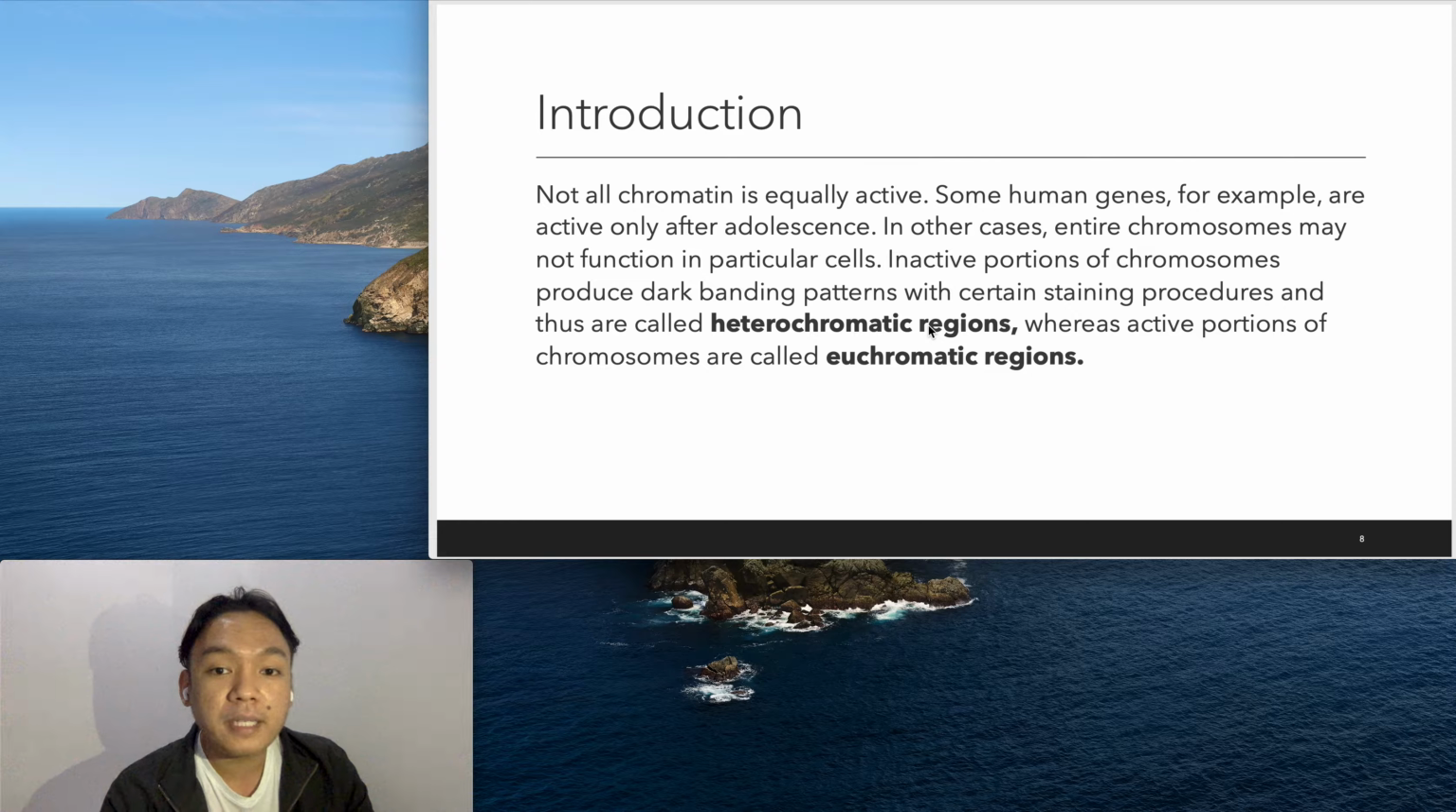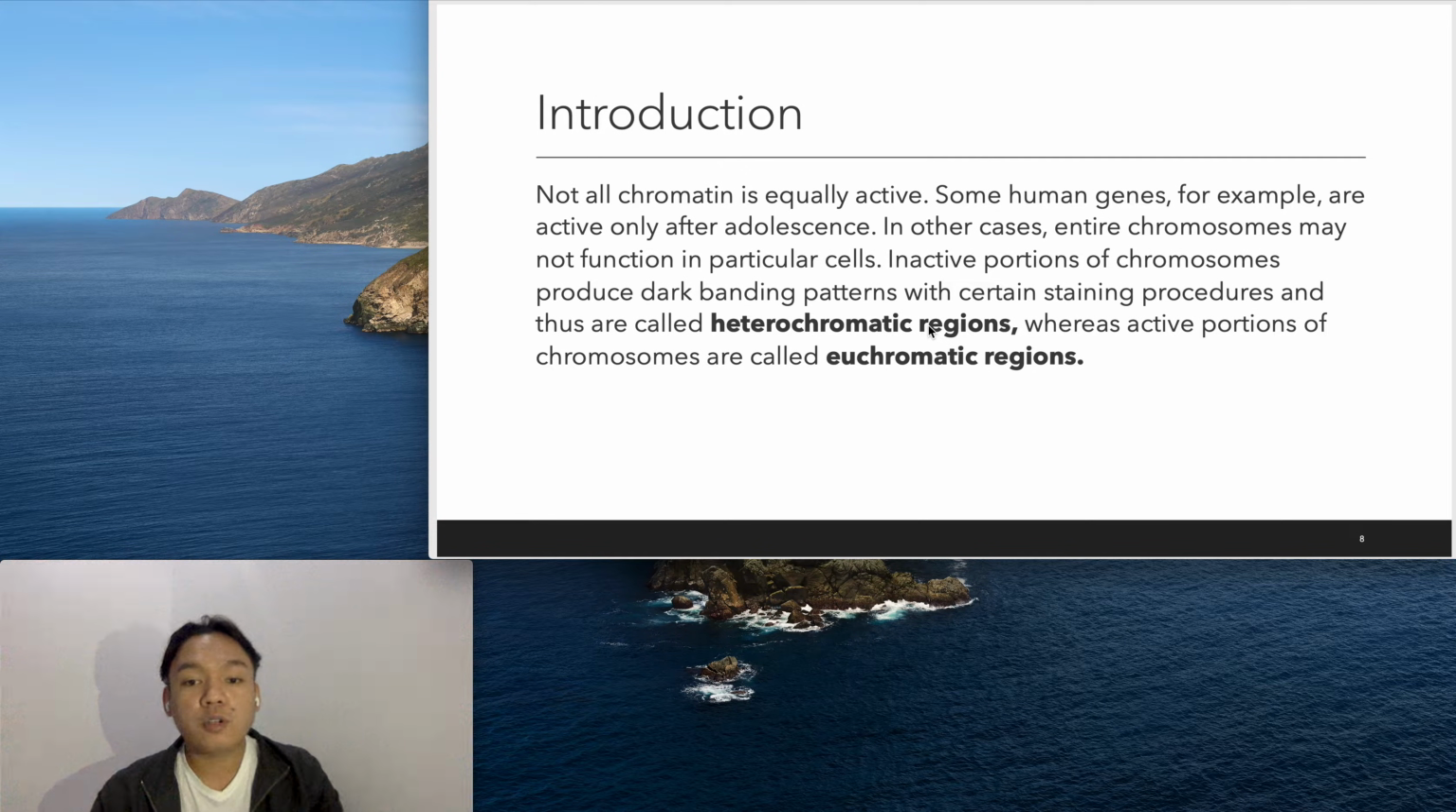Not all chromatin is active. For human genes, for instance, they are active only after adolescence. In other cases, entire chromosomes may not function in particular cells. Inactive portions of your chromosomes produce dark banding patterns with certain staining procedures. We call those heterochromatic regions because they are the stained or dark banding regions, whereas active portions of chromosomes are called euchromatic regions.